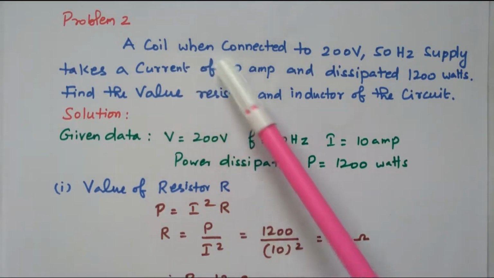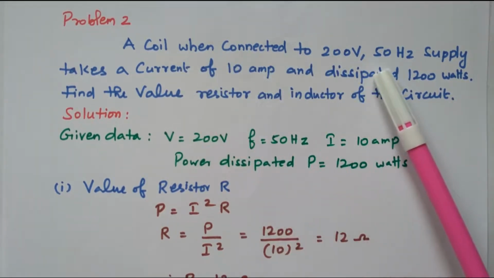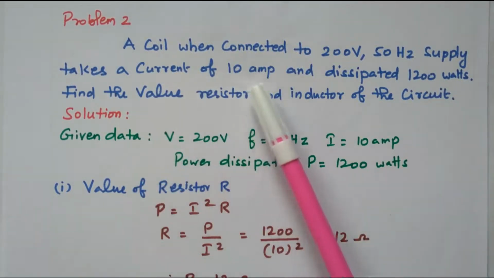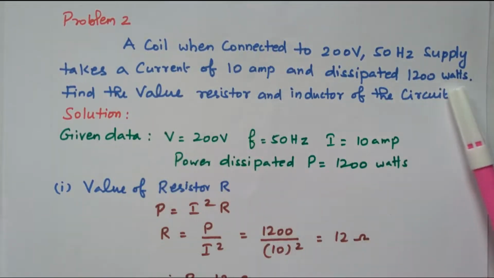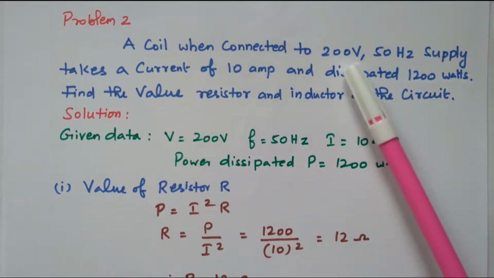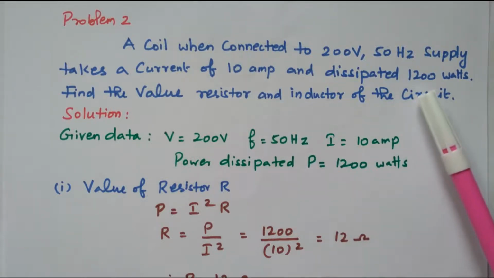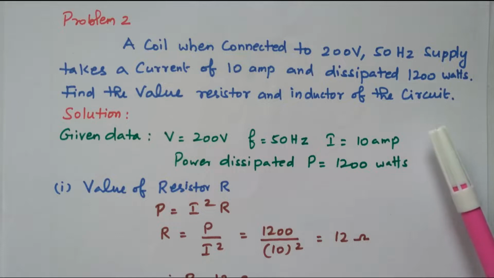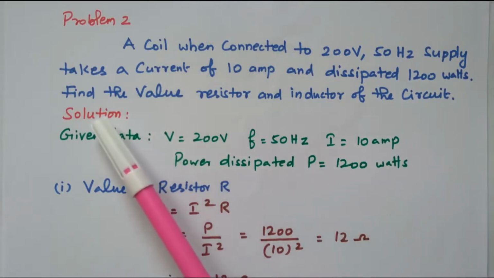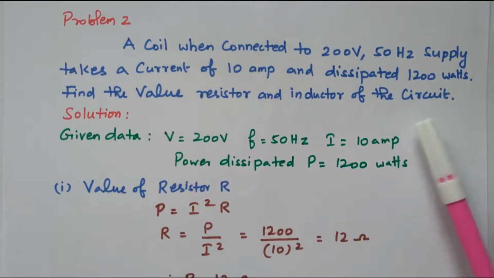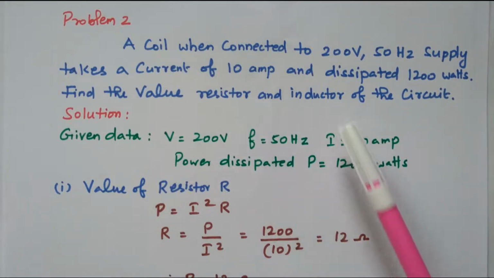A coil when connected to 200 volt and 50 hertz supply takes a current of 10 ampere and dissipates 1200 watts. So one coil is connected with 200 volt and 50 hertz supply. It takes 10 ampere current and dissipates 1200 watts. In this problem, we need to find the value of resistor and inductor of the circuit.